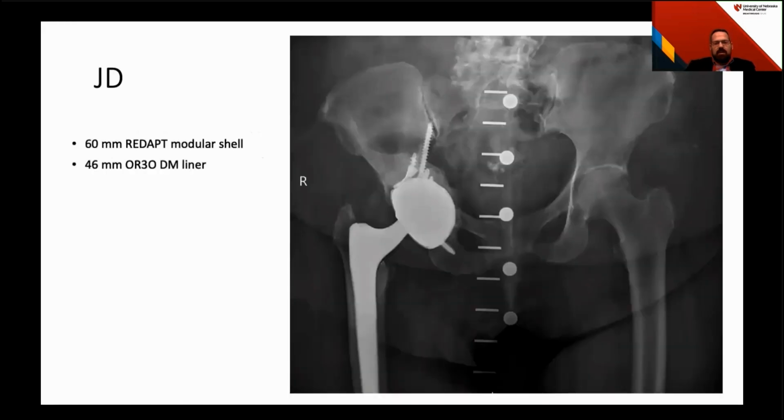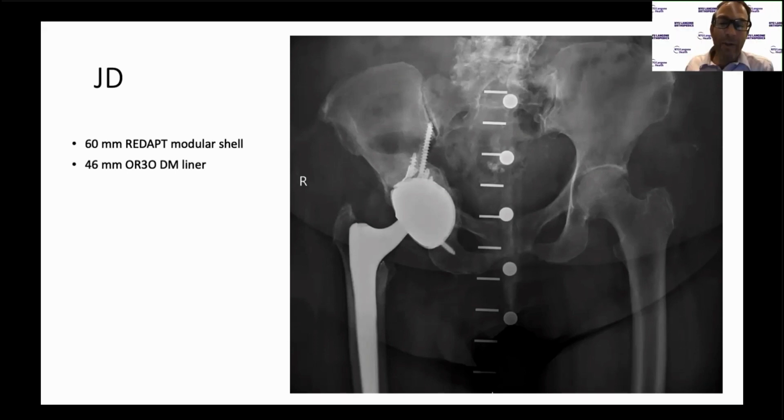So this is my reconstruction for her. I was able to do this. She healed her posterior column. I was able to do this with a 60 millimeter modular Redapt cup and a dual mobility. So you guys, give me your thoughts. You can critique. My cup's probably just a little bit vertical, but I think with the dual mobility, she was really stable. I was pretty pleased overall.